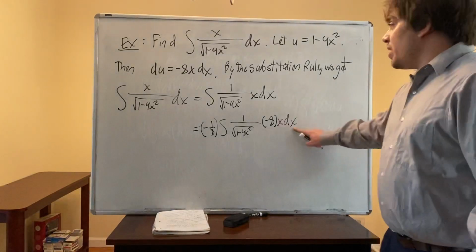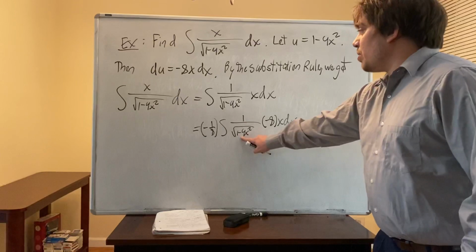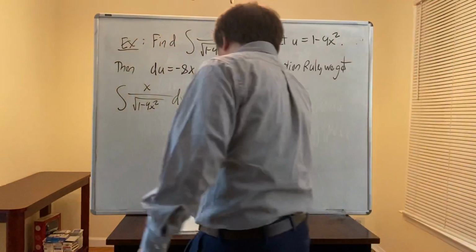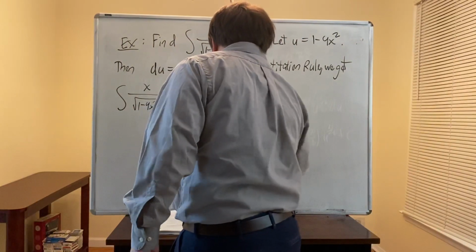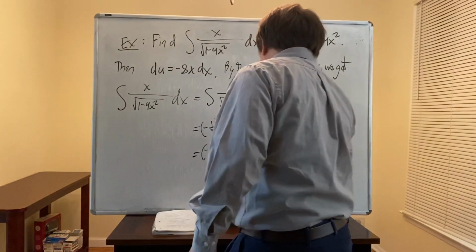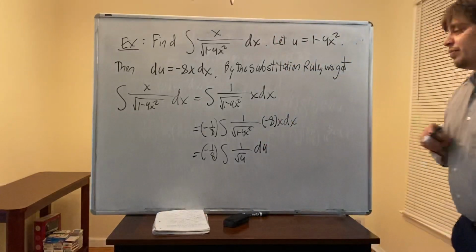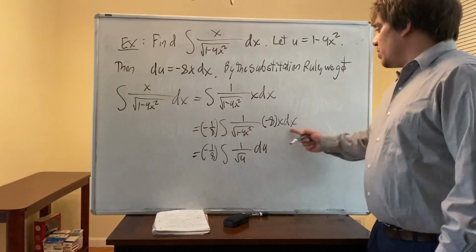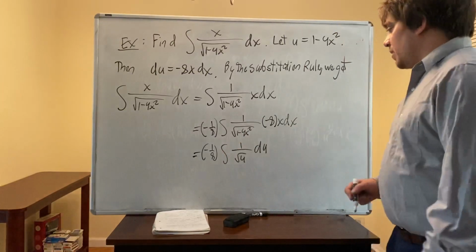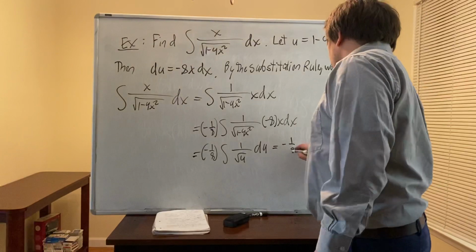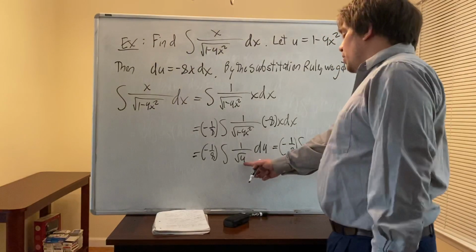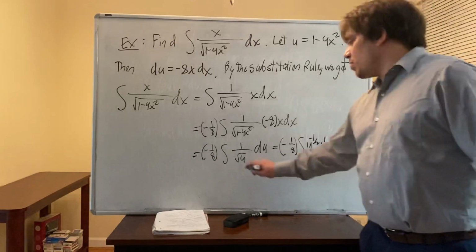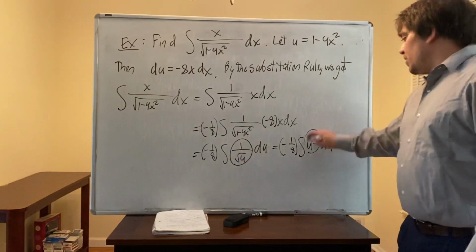Now I can substitute this for du, and in there I can put a u. And so I can replace all the x's here with expressions of u. So this is equal to negative 1/8 times the integral of 1 over the square root of u du, using the substitution rule. That's equal to negative 1/8 times the integral of u to the negative 1/2 du. I'm just writing 1 over the square root of u in exponential form.